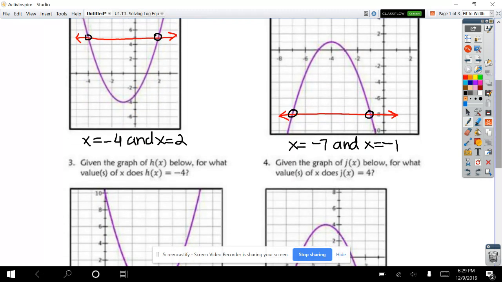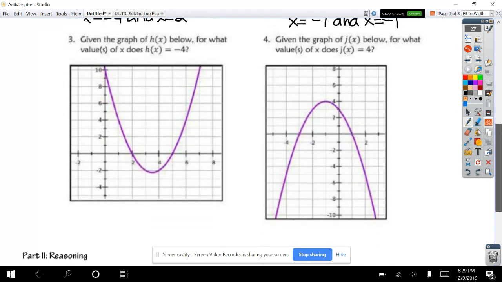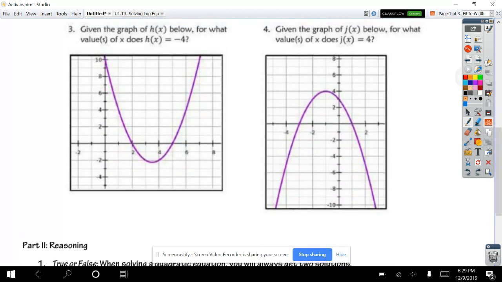All right. For number 3, given the graph of h of x, for what values of x does h of x equal -4? So I'm going to look at where y is -4, which is down here, and I can see that my graph never touches y equals -4. So this one actually has no solution. There's no x values on the graph that touch at y equals -4.